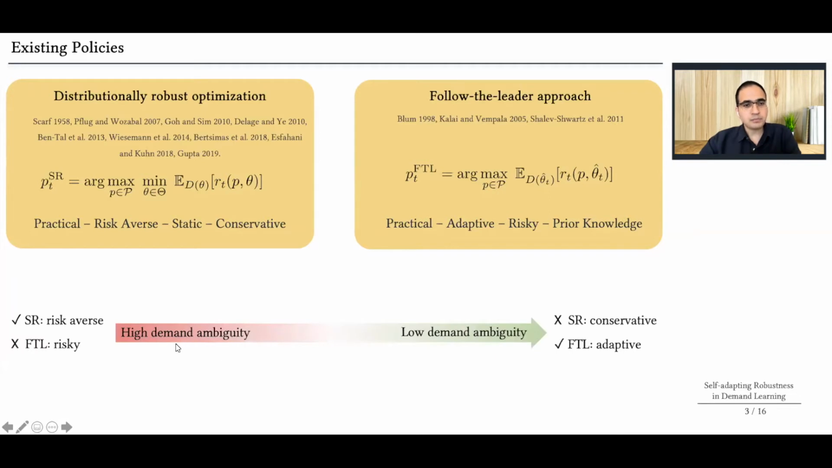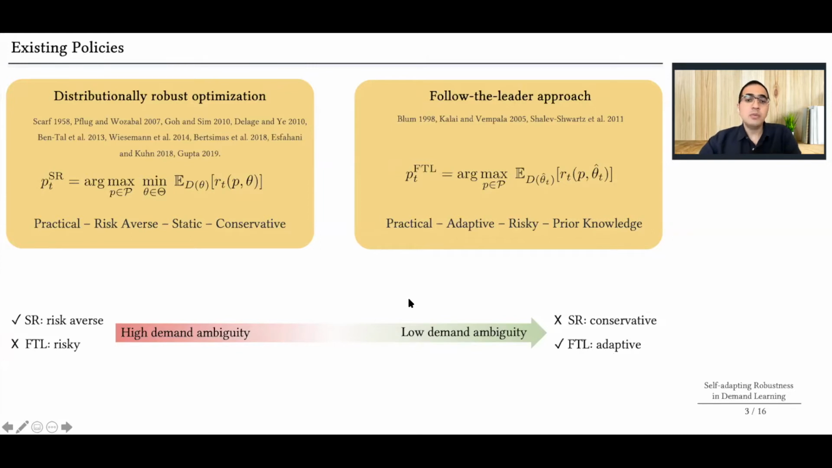Looking at the spectrum, where the red region shows high demand ambiguity and the green region shows low demand ambiguity, we observe that the risk averse property of static robust is useful in the red region, while in the red region, follow the leader can be risky because demand ambiguity is high. However, on the right side, the green region, static robust can be conservative because we have a lot of data points and demand ambiguity is low. In this case, follow the leader is favorable because it adapts to data and it can achieve near optimal performance.